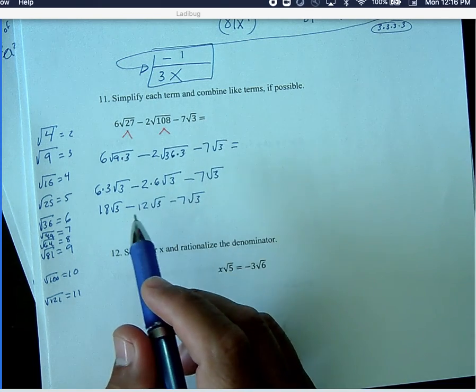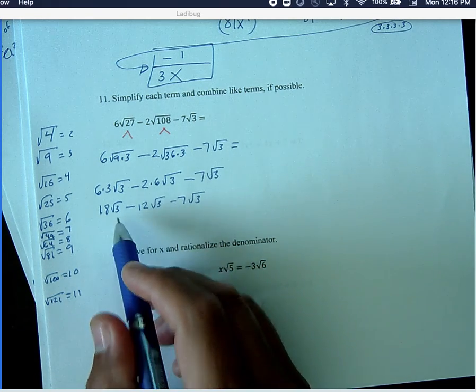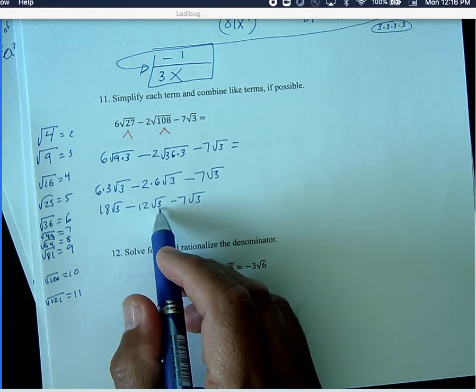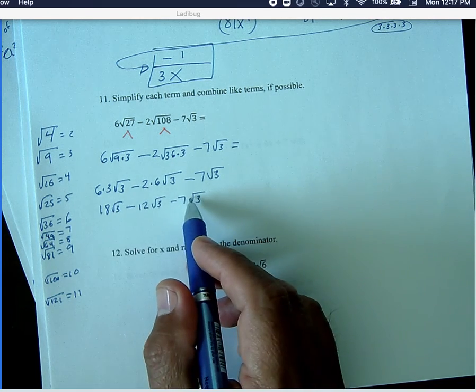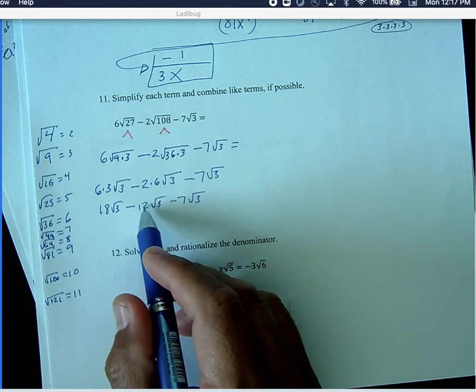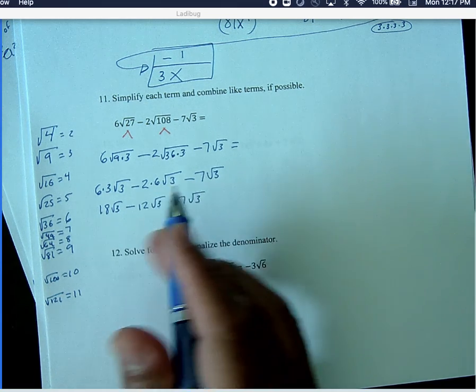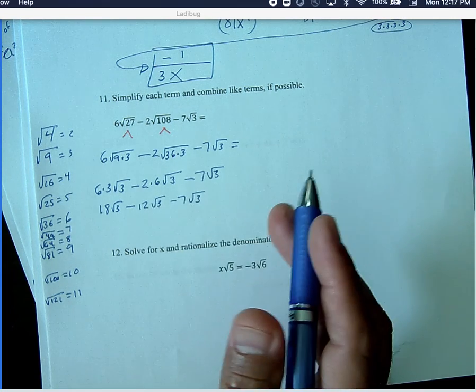Now we need to see if we can add or subtract in this case. In order to add or subtract, they need to have the same radicand, which they do. They need to have the same index. Everyone has the square root. And there's no x's outside, just numbers. So also, if there were x's and y's here, they would also have to match.